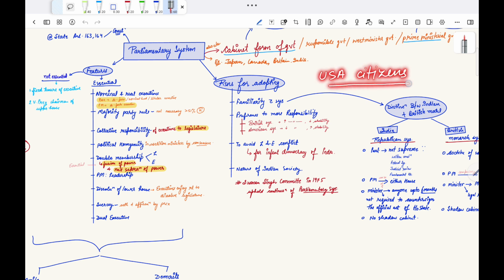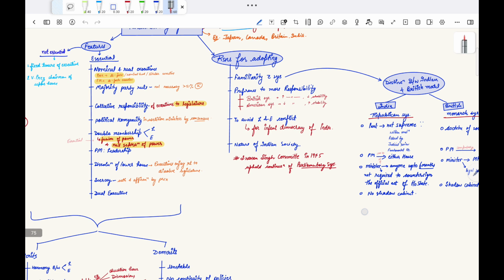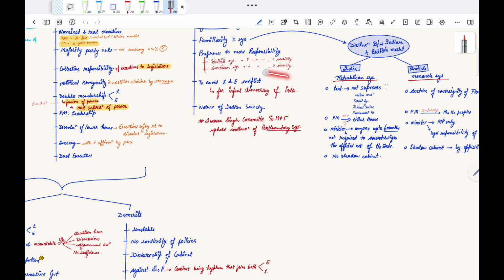As you can also see, in the USA, the citizens are fairly not satisfied with the kind of actions Mr. Trump is taking. But since the government is less responsible and has to be more stable, there is a lack of accountability. Next is to avoid legislative and executive conflict for an infant democracy like India. This was mainly the idea prevalent among the constitution makers at the time of making the constitution.